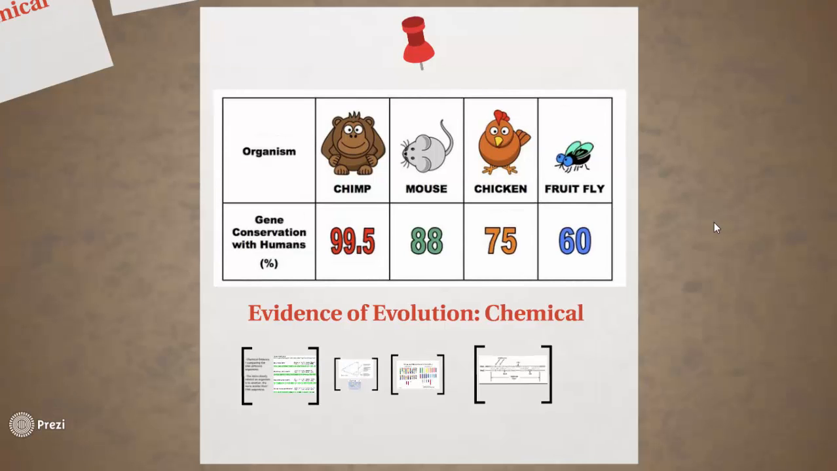So we have chemical evidence of evolution. Chimpanzees are 99.5% related to human beings. A mouse is 88% related to human beings, which is why we use them for a lot of experiments. Chickens are 75% related to human beings. Fruit flies are 60% related to human beings. And fun fact, bananas are 50%.